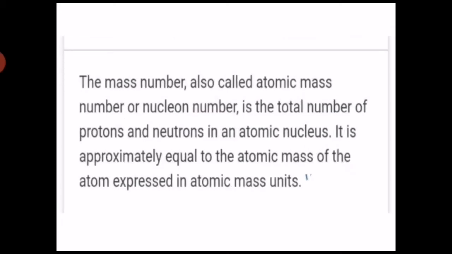Now we discuss the mass number. The mass number, also called the atomic mass number or the nucleon number, is the total number of protons and neutrons in an atom's nucleus. It is approximately equal to the atomic mass of the atom expressed in atomic mass units. On the other hand, you can say that the mass of the atom depends on how many protons and neutrons it has. Now, mass number equals number of protons plus number of neutrons.